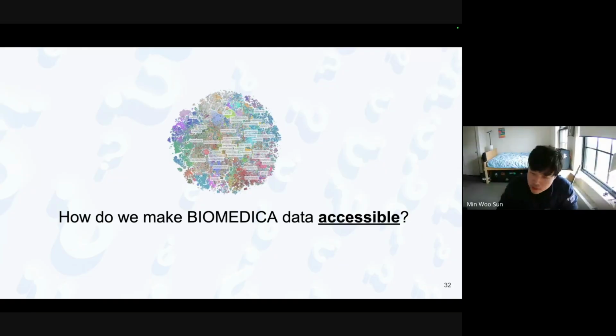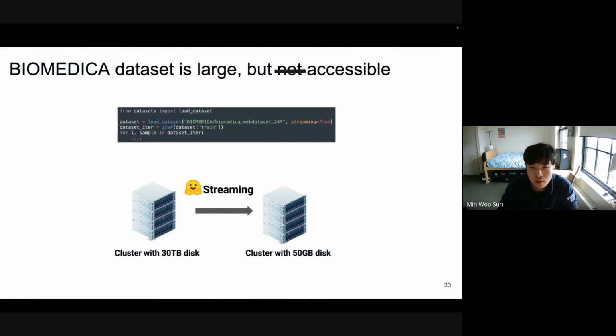So just because the data is open source, that doesn't mean it's accessible or easy to use, especially at the scale of Biomedica. It's such a large data set, and we really wanted to think about making it accessible for the users. So I think we've mentioned this multiple times, but the Biomedica data set is available on Hugging Face, and so it's integrated and compatible with the datasets package. So it's really easy to download the data with just a few lines of code.